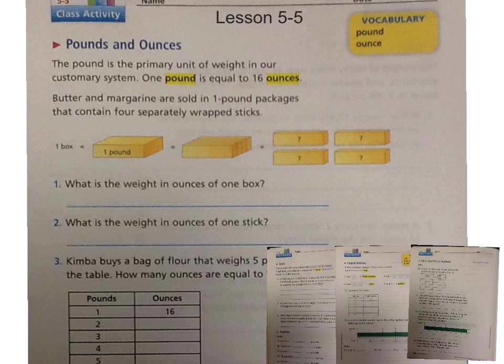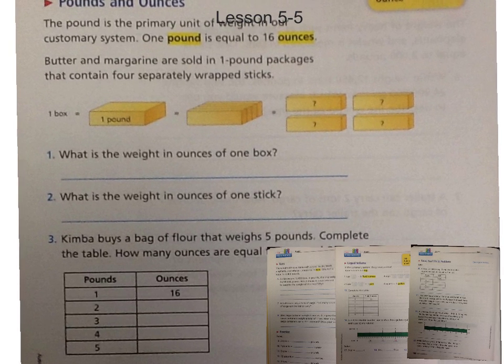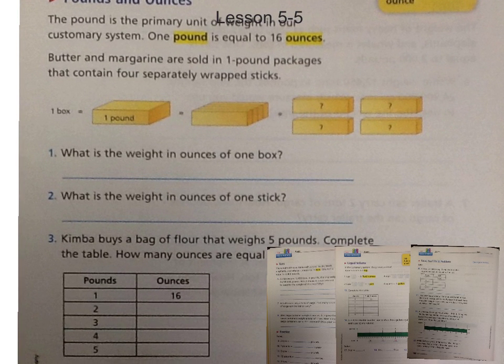1 pound is equal to 16 ounces. Butter and margarine are sold in 1 pound packages that contain 4 separately wrapped sticks. So, if 1 box is equal to a whole pound, and there's 16 ounces in a pound, what is the weight in ounces of 1 box? So 1 box, the whole box, what is the weight in ounces for that whole box?